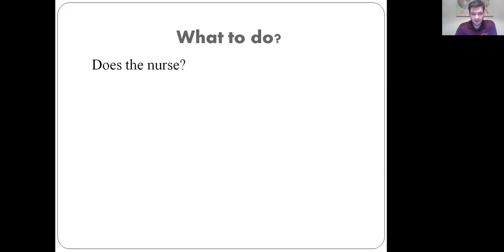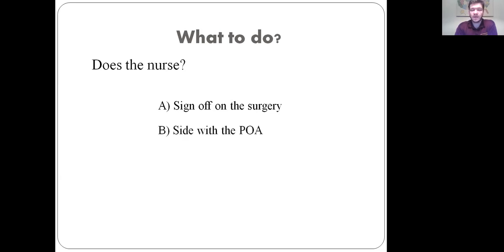So now the nurse asks themselves, does the nurse, A, sign off on the surgery having received the most recent version of consent from the patient? Does the nurse side with the power of attorney and just outright refuse the surgery, citing the family's concerns? Does the nurse get frustrated and quit? Or does the nurse educate and inform?